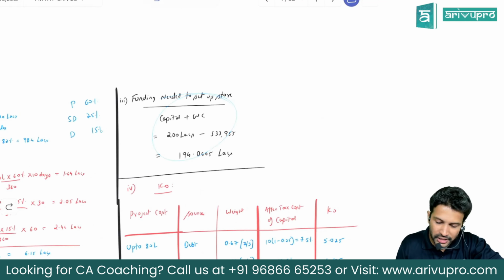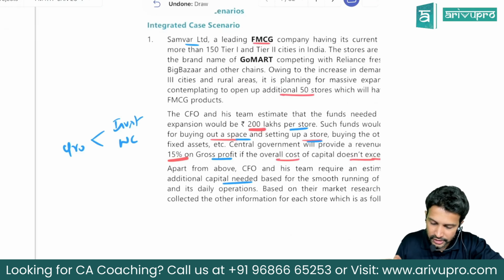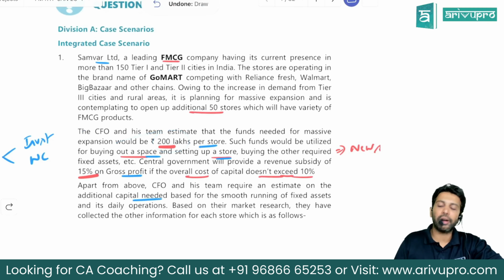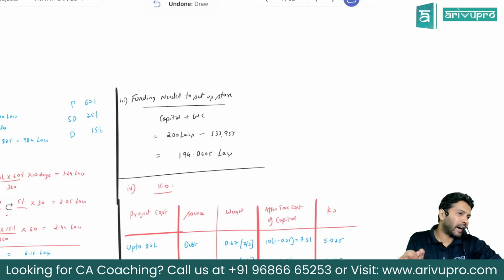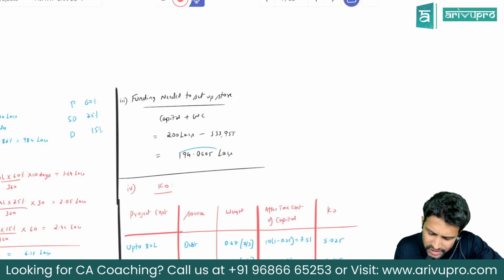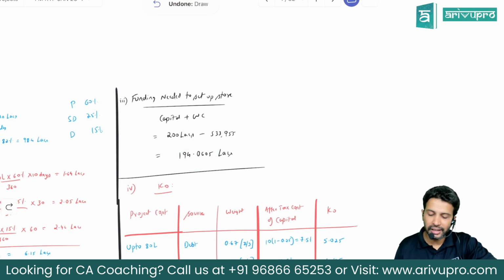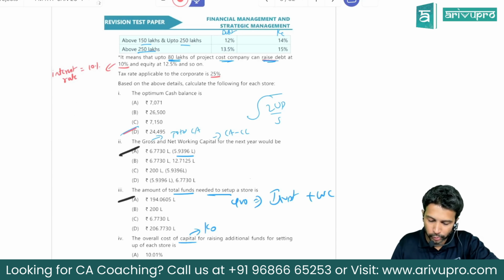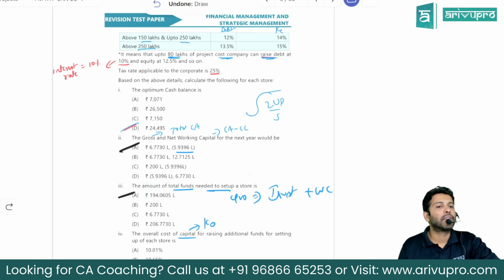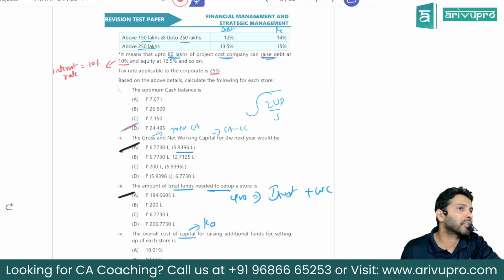So the total funding is how much, sir? To set up the store, first we need how much money? 200 lakhs. Working capital is positive or negative? Negative. Positive means you add. Negative means deduct. So that means the amount required to set up a store is 194.0605 lakhs. All the numbers they have given in solution in lakhs. So presenting the solution. Check which has 194.0. First option is the right answer. Till here, pretty straightforward. Yes, no? Yes. According to me, yes, over.